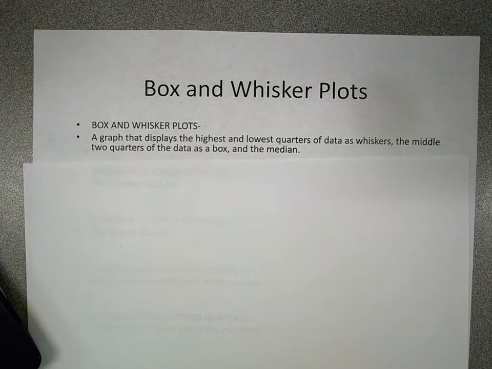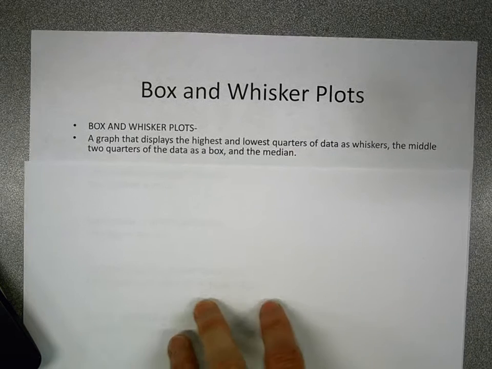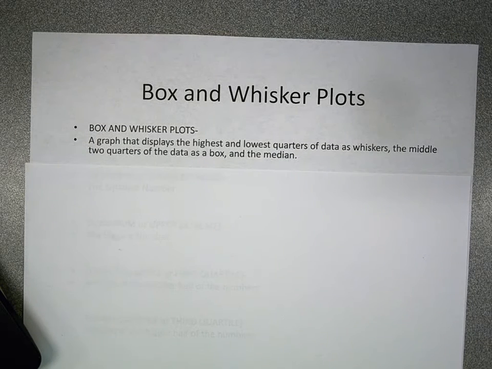Here's what a box and whisker plot is. It's a graph that displays the highest and lowest quarters of data as whiskers, the middle two quarters of the data as a box, and it has the median.